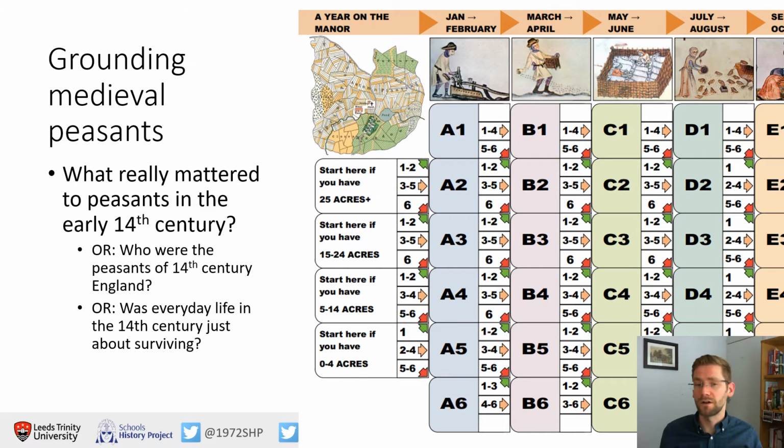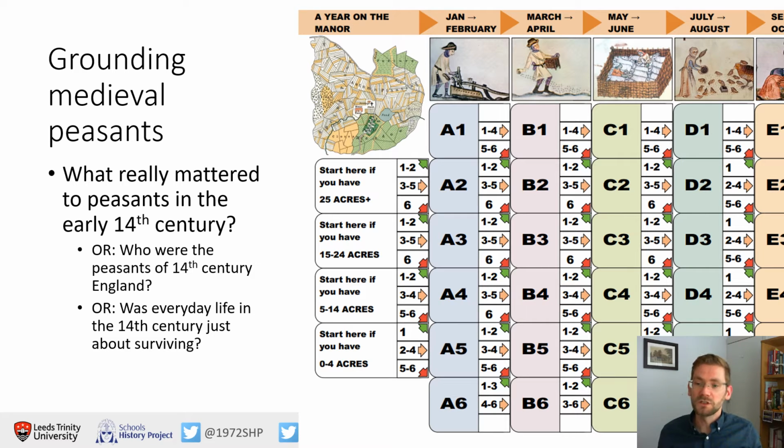But it could go with inquiries like, who were peasants in 14th century England, or what was everyday life in the 14th century? Was everyday life in the 14th century just about surviving? So we could directly challenge a misconception about that. And lots of these are therefore focusing on issues of similarity and difference.